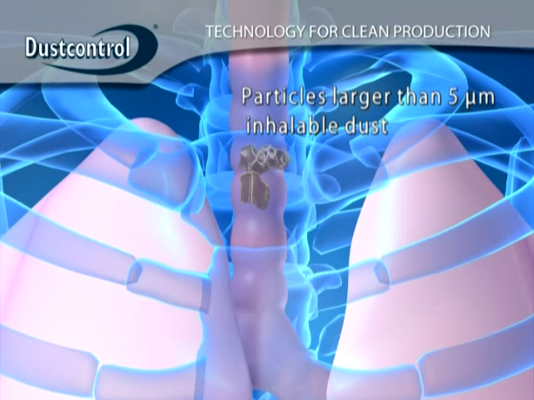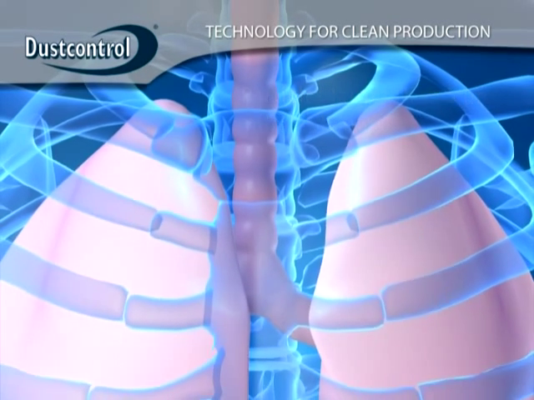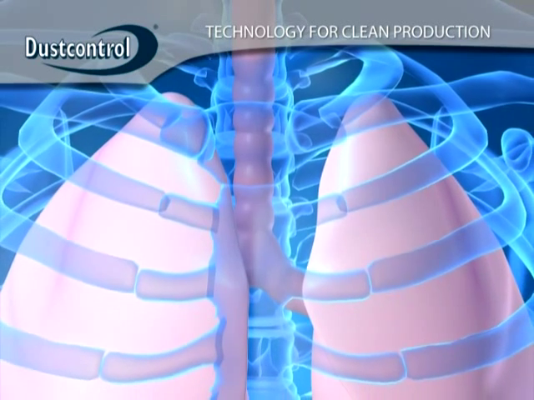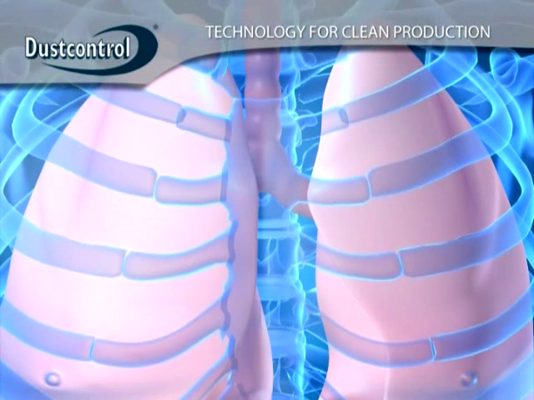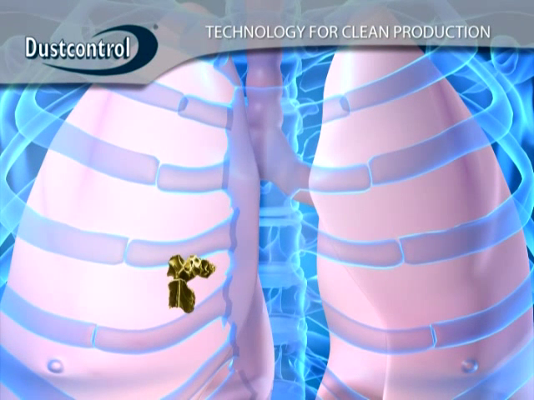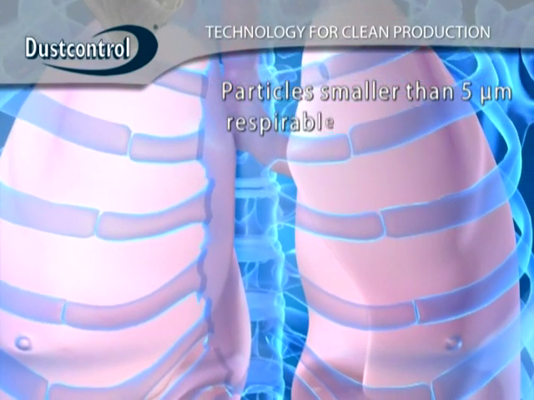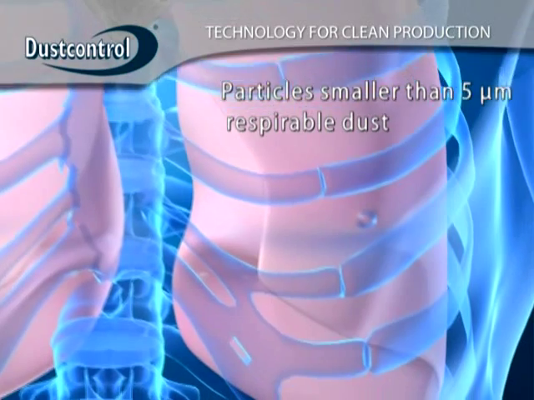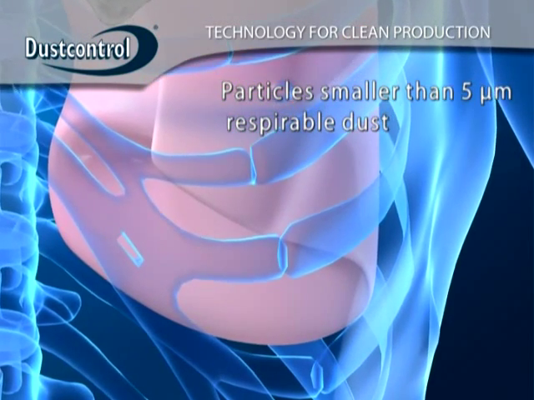This is generally stopped in the upper respiratory tract, the nose, throat, and trachea. The body expels it mechanically. The smaller the particle is, the deeper it will penetrate into the respiratory system. Particulate smaller than 5 microns, known as respirable dust, is invisible to the naked eye and will penetrate into the deepest parts of the respiratory system where air moves very slowly. This makes it difficult to exhale the smallest particles.